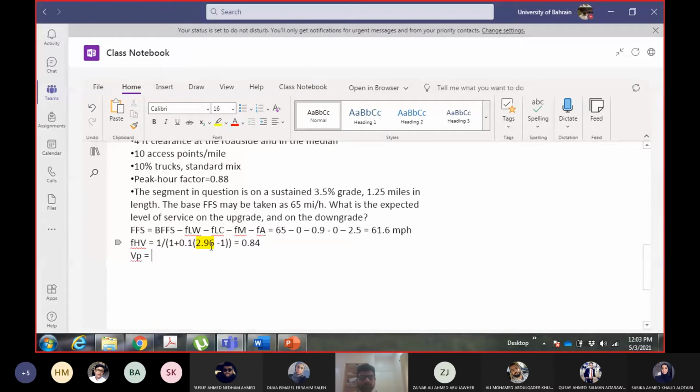So VP is, I have 2600 vehicles. Number of lanes 2 in one direction, 4 lane. Peak hour factor 0.88, and I'm using the heavy vehicle adjustment factor upward. How much? 1759.